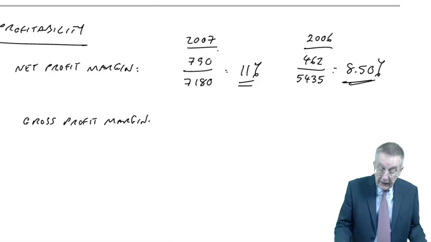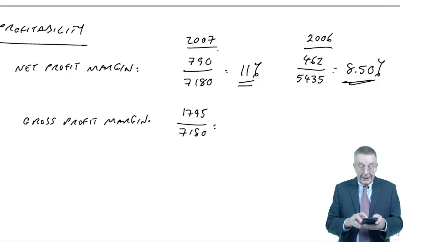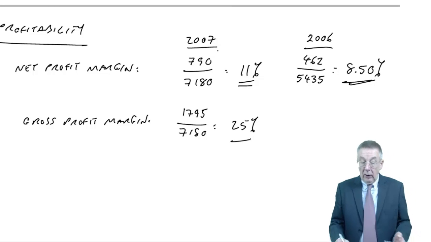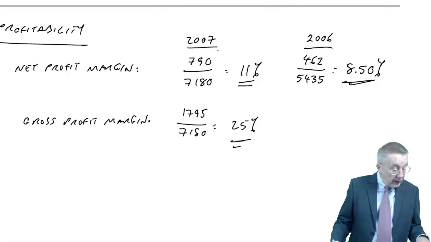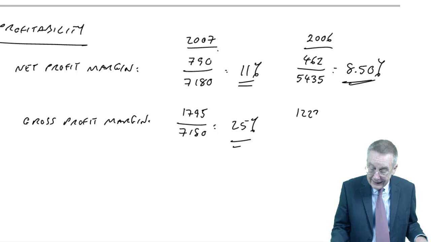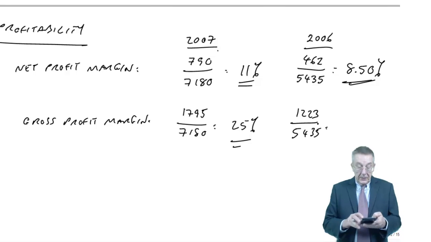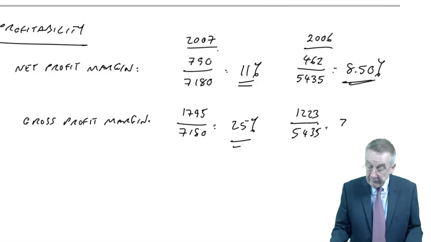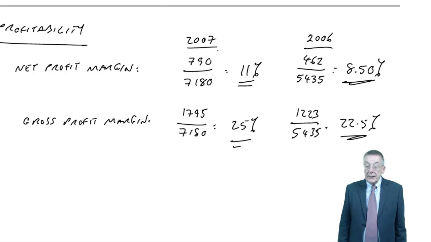So in 2007, the gross profit was 1795, the revenue 7180. So in percentage terms, 25%. Obviously higher than the net profit margin. In 2006, though, what was it? The gross profit was 1223, the revenue 5435, and so 22.5%. So again, things so far look good.